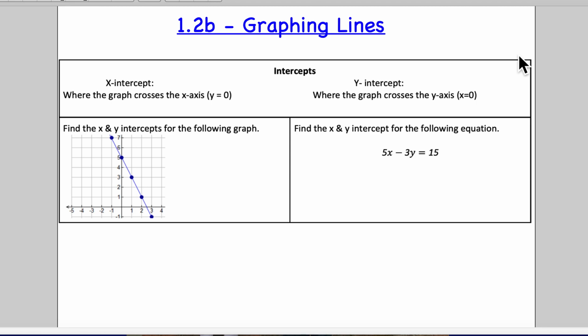All right, guys, so here we go. We got 1.2b, which is graphing lines.